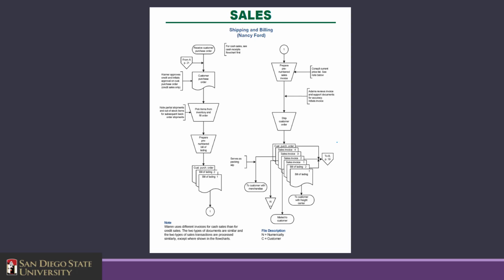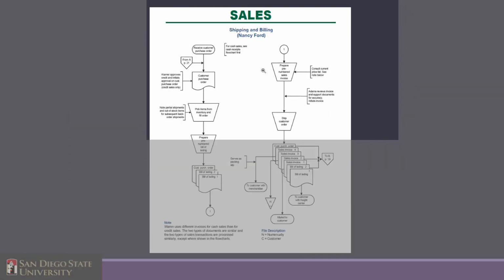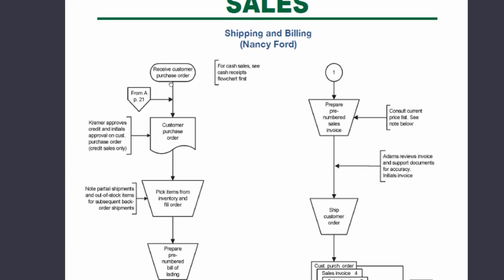And now we need to study the flowchart to understand what we need to do. Remember the 3 things we need to pay attention to: what documents to be prepared, what accounting entry to be recorded, and internal controls. So let's look at this more closely here. See that we receive the customer purchase order, and then the claimer needs to approve that and initial the purchase order. Okay, so we need to look at the customer's accounts receivable subsidiary ledger.